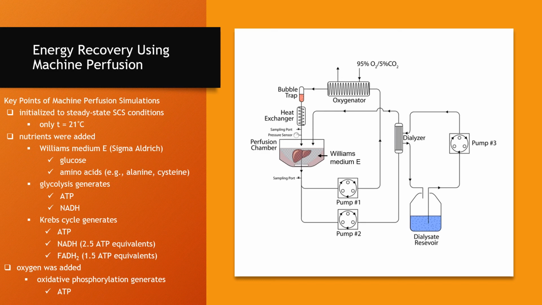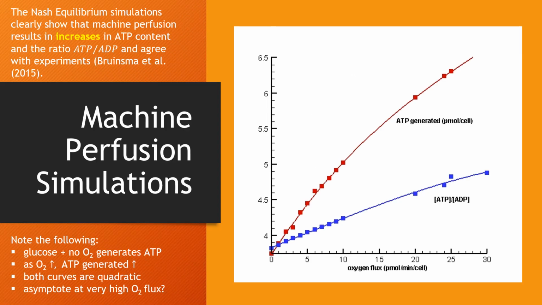On the right, I show once again a perfusion machine. A sample of the machine perfusion simulations we conducted are shown on the right. Note that ATP content and the ratio of ATP to ADP increase with glucose addition and with increasing oxygen. However, note that both curves appear to have asymptotes at very high oxygen flux.